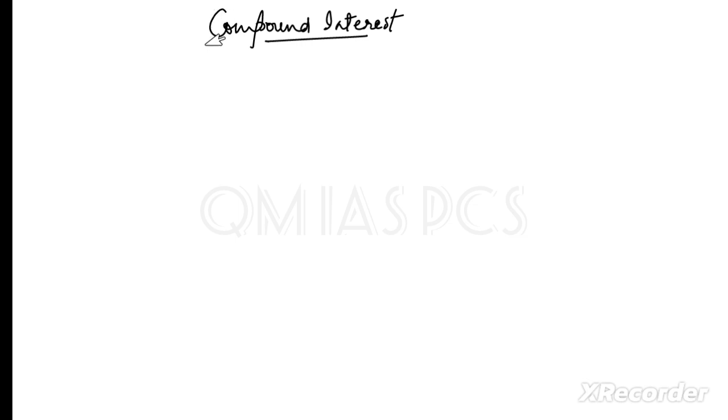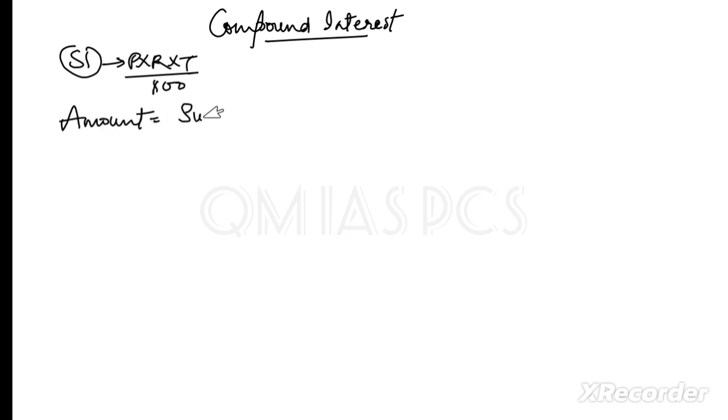Before starting this lecture, let's do a small recap. What is SI? SI is equal to P multiplied by R multiplied by T divided by 100. And in case of amount, what can we write? Amount is equal to sum, or principal, plus interest. Why am I writing interest, not simple interest? Because in case of compound interest it will be compound interest, and in case of simple interest it will be simple interest. For both, the formula will be the same: amount is equal to sum plus interest.